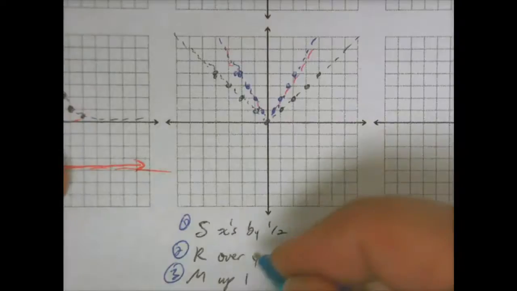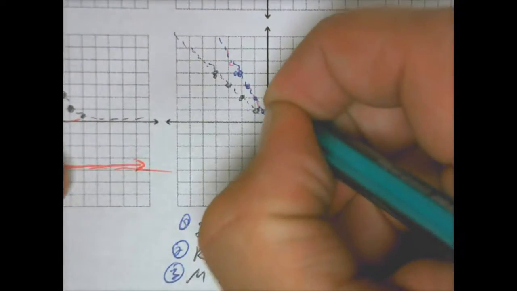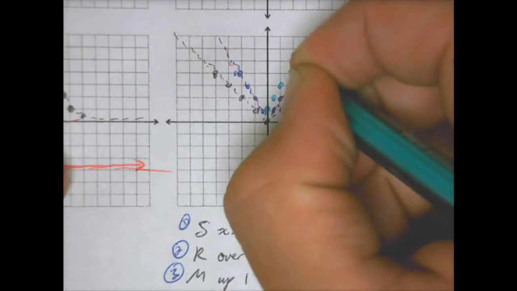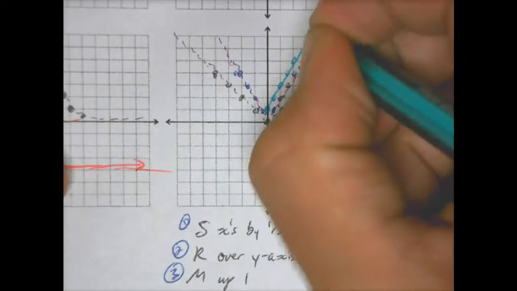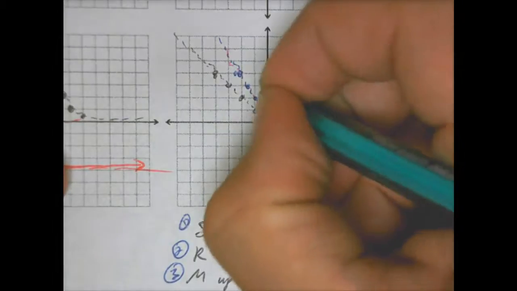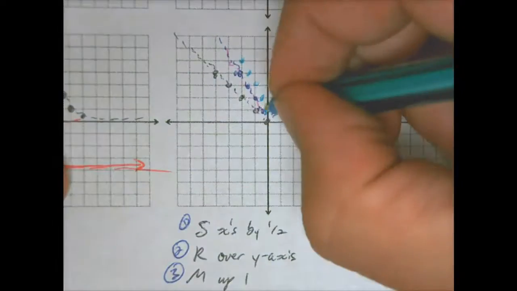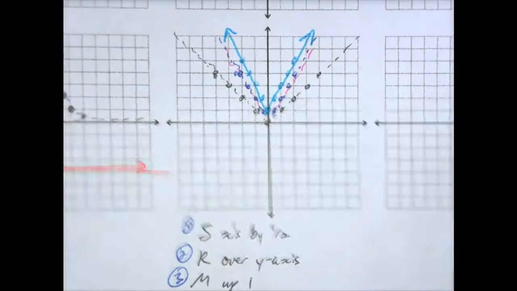Okay, and then my last step, I will take everything and I will move it up 1. So I'll take this point, move it up 1, move this up 1, up 1, up 1, up 1. So there's my pattern established of my final graph. And then it's just a matter of drawing it. Connect the dots. And there would be your final graph.